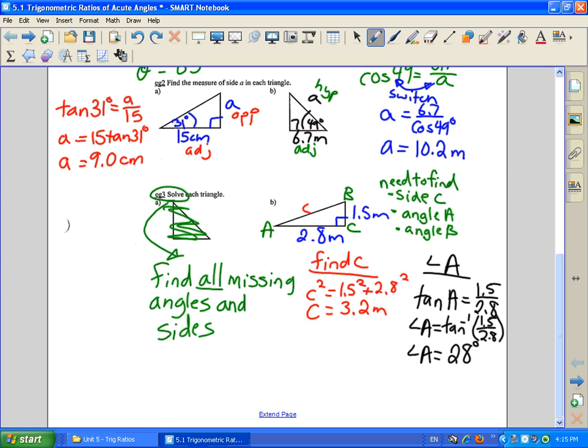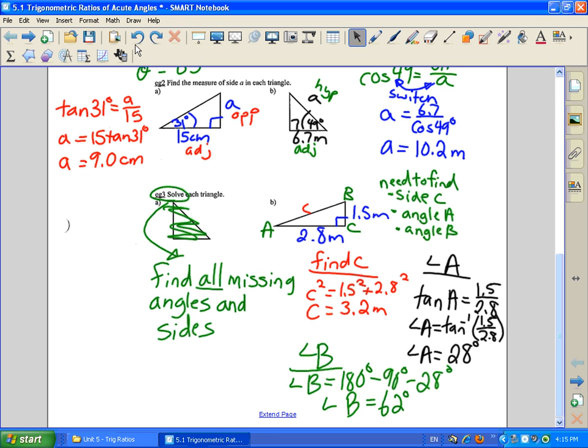28 degrees. Now, to find angle B, hopefully you remember a shortcut in this case. Angle B equals 180 degrees, subtract 90, which is the right angle, subtract angle A that we already know, which is 28 degrees. Angle B equals 62 degrees.